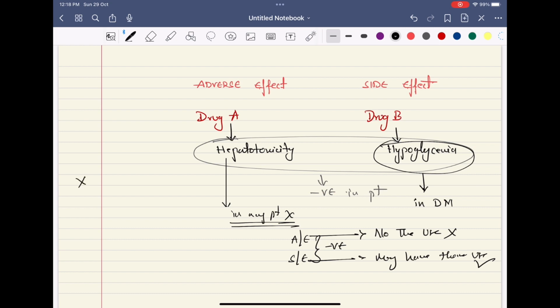Suppose another drug X and another drug Y. X is causing anaphylaxis, Y is causing hypoglycemia. Anaphylaxis is an adverse effect. Hypoglycemia is a side effect. That is the difference between these two.